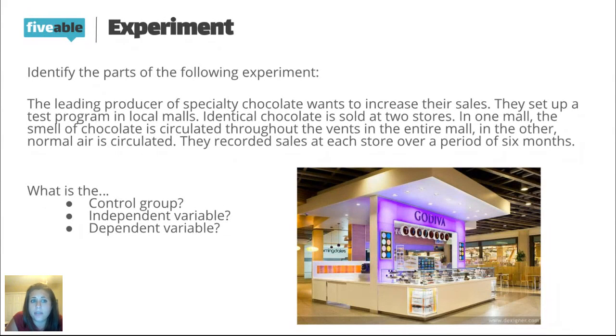I posted on the Facebook group, if you are members of the AP Psych Students 5able Facebook group, some practice worksheets with independent variable, dependent variable, all of that. So take a look at those. The best way to practice these is to keep doing them over and over until you get them down. I would recommend doing a worksheet, seeing what you can do, and getting that information. And then I do want to go back.